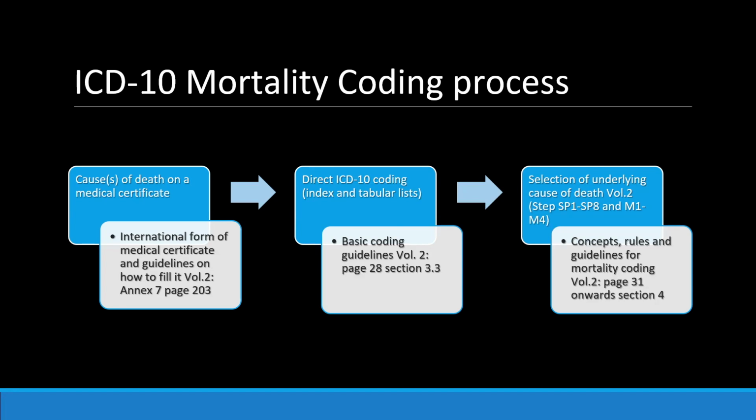This slide is a reminder of the ICD-10 mortality coding process. First, the mortality classification rules and guidelines in ICD-10 Volume 2 are applied to cause of death information reported on the standard International Medical Certificate of Cause of Death. Next, an ICD-10 code should be assigned to each cause of death reported. Basic coding guidelines can be found in Volume 2 of ICD-10. And finally, the mortality classification rules and guidelines found in Chapter 4 of ICD-10 Volume 2 are applied to the coded information on the death certificate.